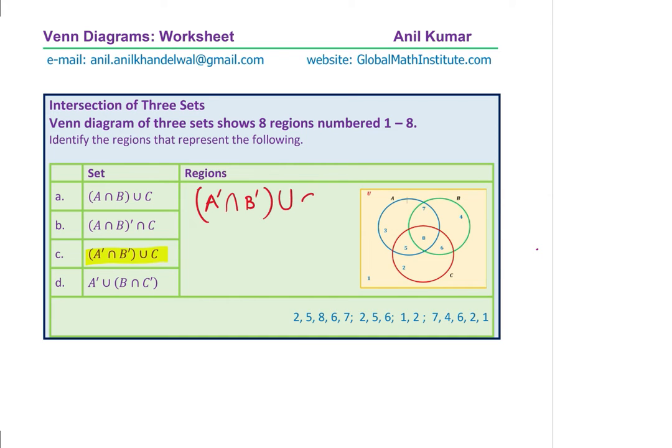Using De Morgan's theorem, I could write the not A intersection not B portion as the complement of A union B, right? So this is the same as A union B complement, union C. So everything outside A and B and everything inside C, that is what it is. Everything inside C, again, I will take this portion which is inside C for me, right?